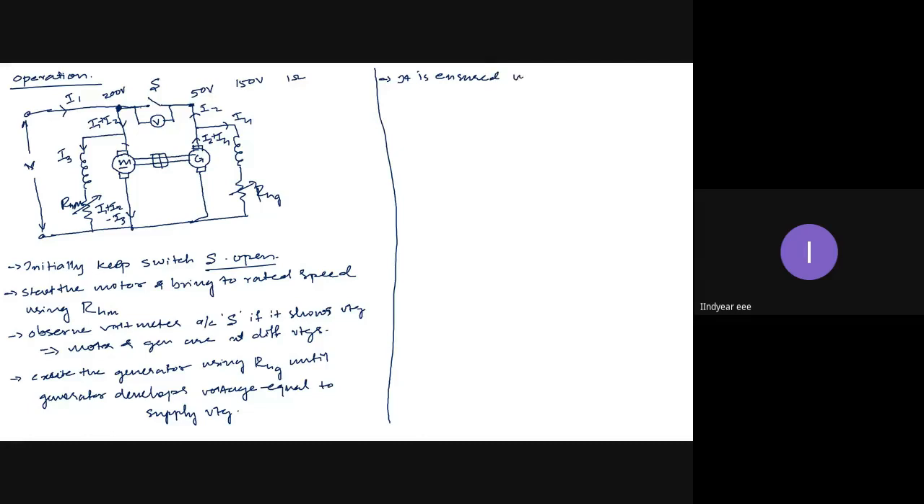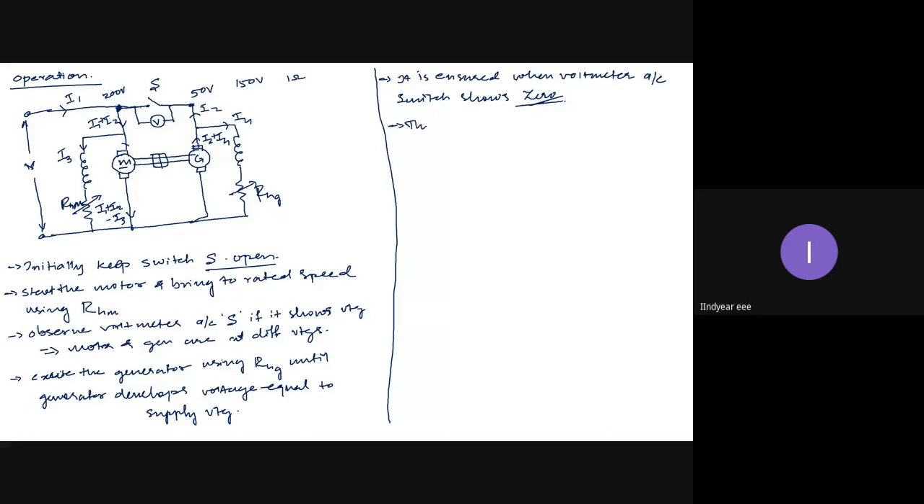when the voltmeter across a switch shows 0. Okay. When the voltmeter across the switch shows 0, it is ensured that both the machines are at the same voltage or equal voltage. Okay.